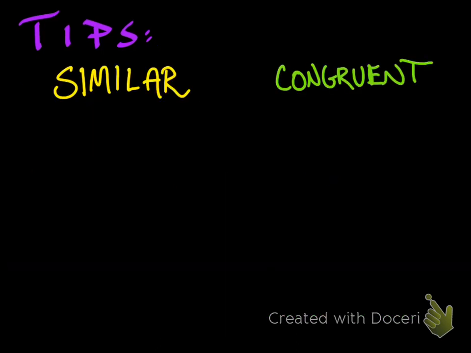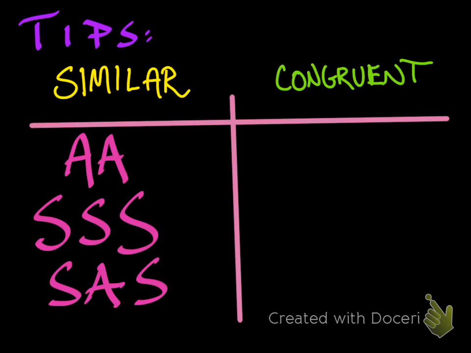Last but not least here, what I wanted to do was just kind of break down the differences in these shortcut acronyms between similar triangles and congruent triangles, because people get them confused all the time. Congruent triangles are triangles that are the same size and the same shape. Similar triangles, as we've been saying, are the same shape, but not necessarily the same size. Okay, so there are exactly three different ways to show whether or not triangles are similar. That's what we did in this video here. AA, side, side, side, and side, angle, side.